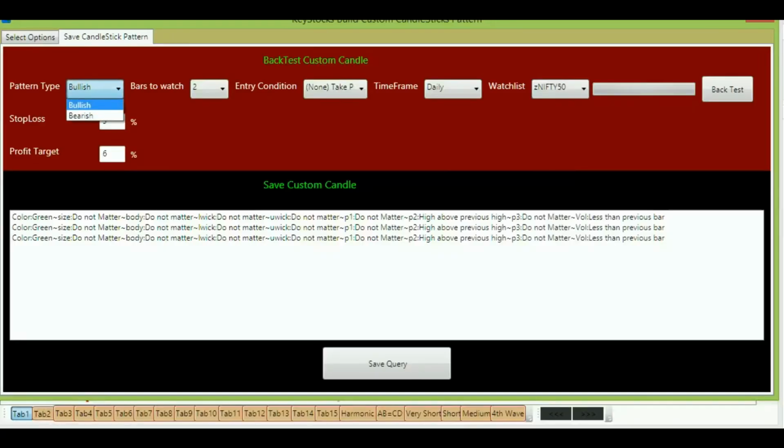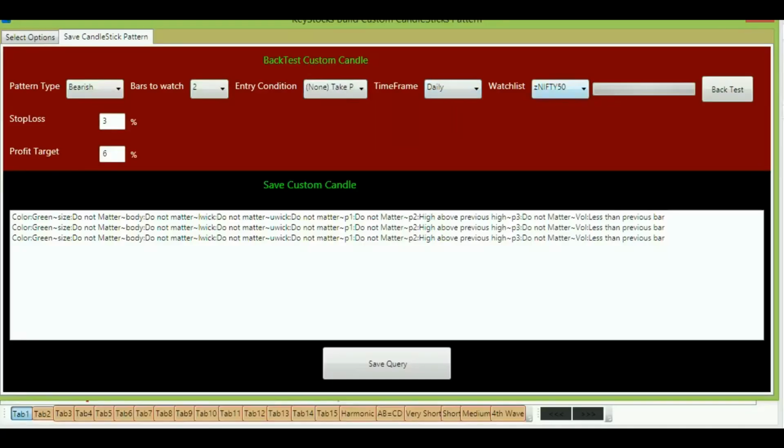First option is pattern type, where you can select whether the pattern is bullish or bearish. Second option is bars to watch. We have to select in how many bars we are expecting this pattern to perform. Next option is entry condition. For example, in consolidation patterns like inside bars, we will take entry only above the high of the inside bar.